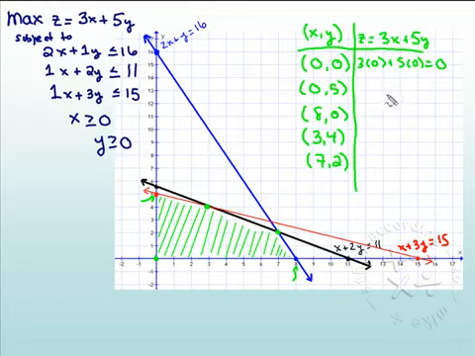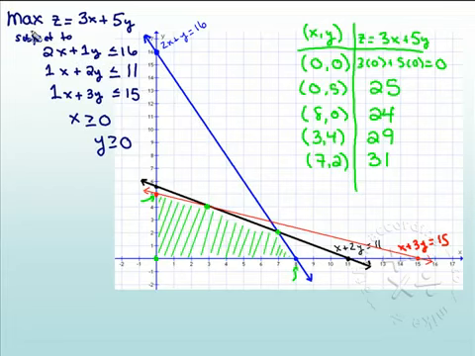is 0. We'll do the same thing for 0, 5. 3 times 0 is 0. 5 times 5 is 25. At 8, 0. 3 times 8 is 24. Plus 0 more is still 24. At 3, 4. 3 times 3 is 9. Plus 4 times 5 is 20. So this gives us 29. And lastly, 3 times 7 is 21. Plus 5 times 2 is 10, which is 31.